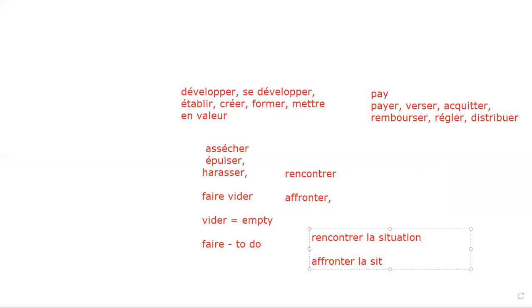Now, for example, in TEF you have to write something in terms of arguments. You have to write 3 arguments in your letter writing, section B. So over here, we have to use the vocabularies. Raconter la situation. Affronter la situation. Tomber sur la situation. Tomber is my verb to fall down, but here it means to fall into the situation of.